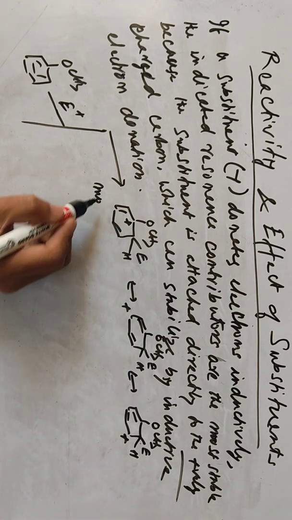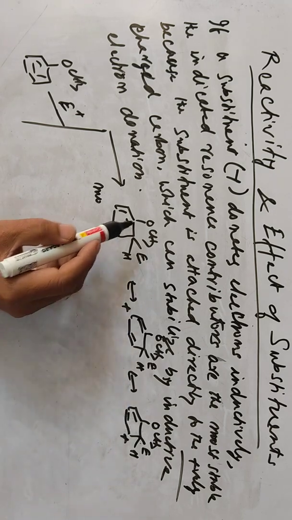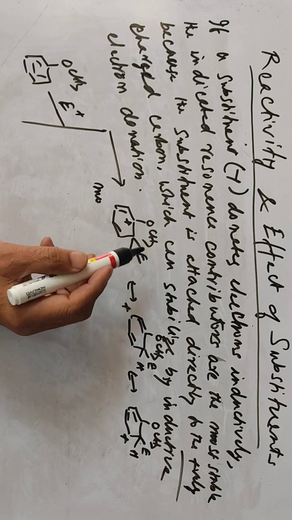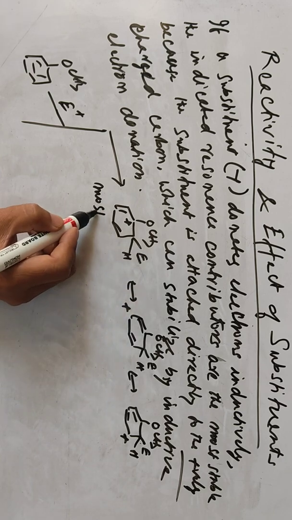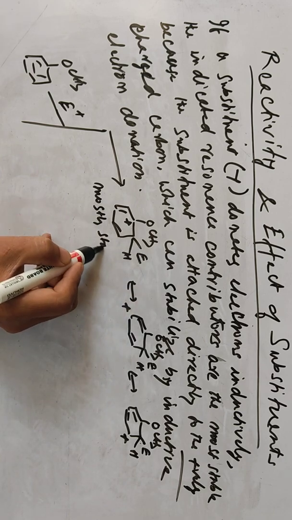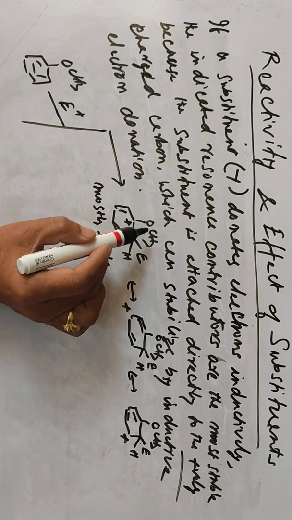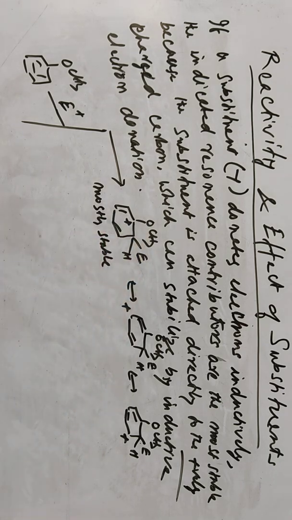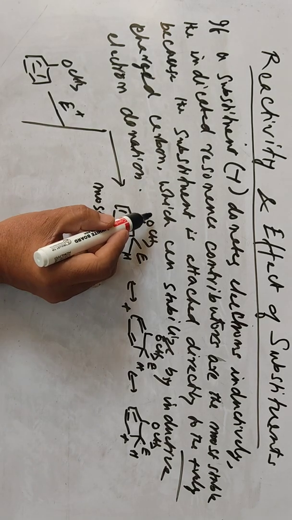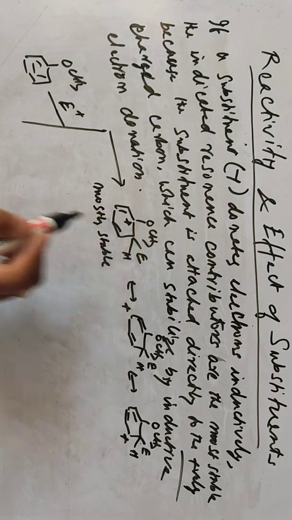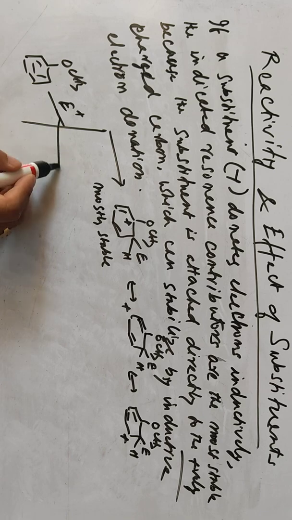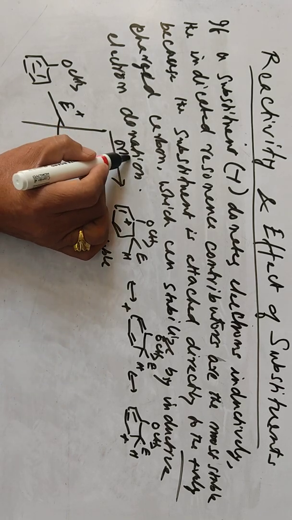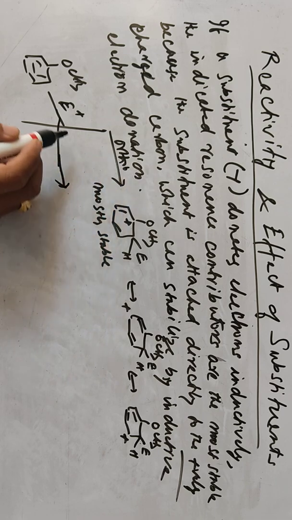The positive charge is attached directly to this substituent, meaning the electron donating group. This is most stable because the positive charge can be stabilized by inductive electron donation from the electron donating group. Another one is that this is ortho. Then we can have para also, meta also.